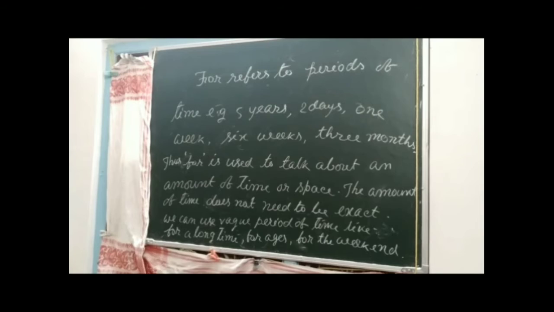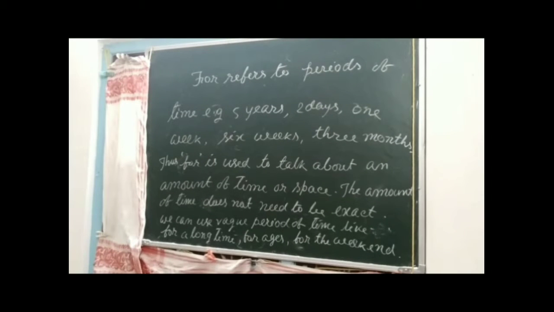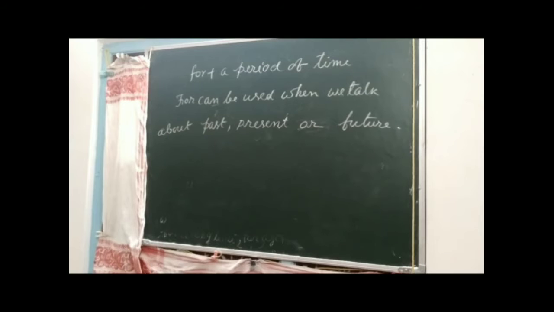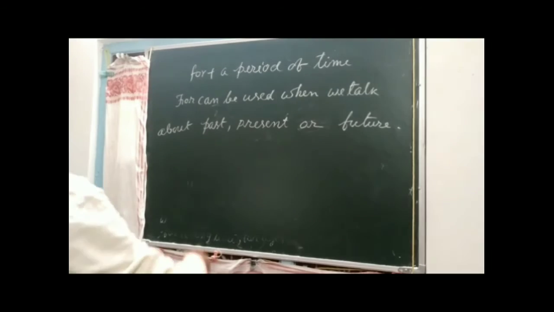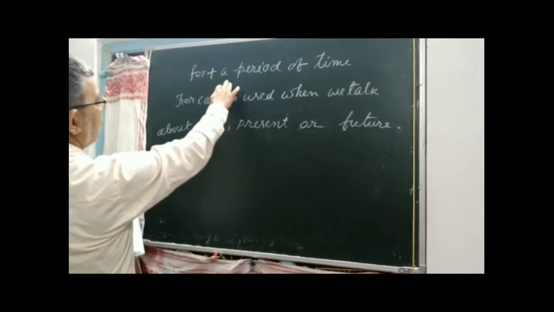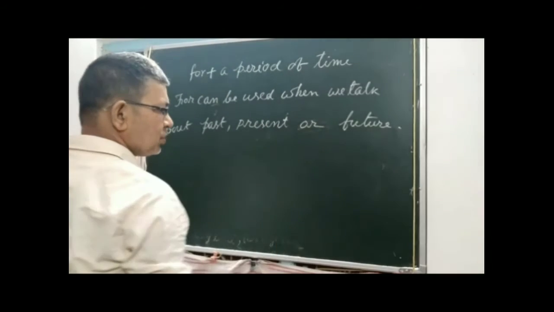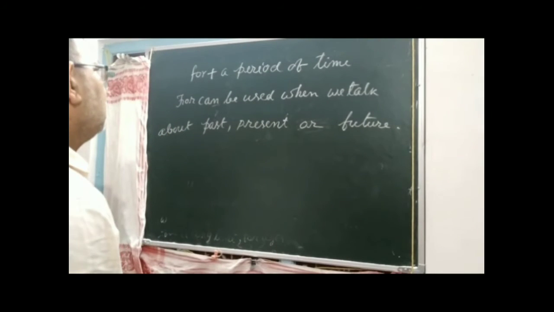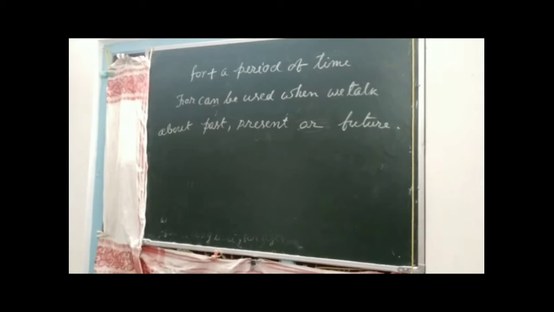So what happens? The time that follows the preposition for does not need to be exact. It may be a vague period of time. Thus we can say in the sentence, after for a period of time will come. This period of time may be accurate or exact, or maybe vague. For can be used when we talk about past, present, future. That means in all tenses of verb we can use for.